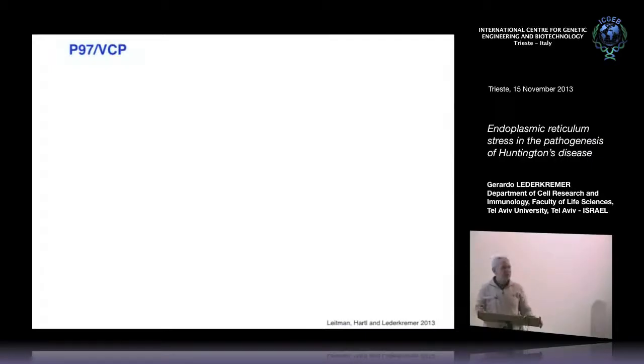At this point, we made an educated guess, trying to see what could be causing this ER stress. Because, again, the Huntington is in the cytosol and nucleus, and we're looking at events in the ER, right? So this P97/VCP, I mentioned it before, a cytosolic chaperone, is known to be essential for ERAD, and it had also been seen separately that it was sequestered during the aggregation of Huntington. And so we said, okay, well, maybe there's a depletion of this P97.